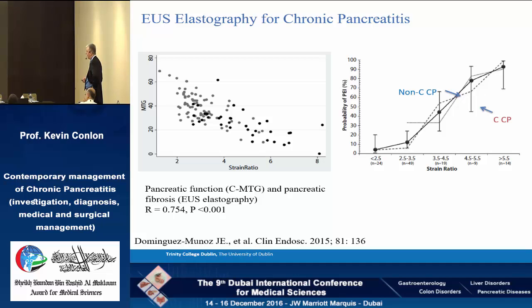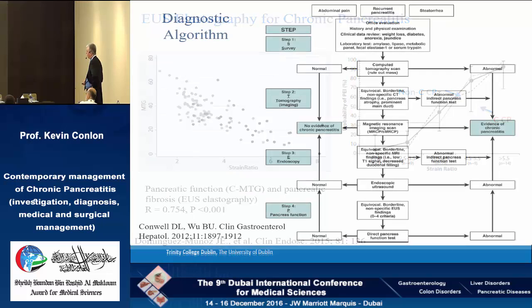What was interesting was that when they looked at calcified versus non-calcified pancreatitis, there really was no difference, saying that a lot of these patients had small duct disease as well. So they felt this is a reasonable test for diagnosing chronic pancreatitis.